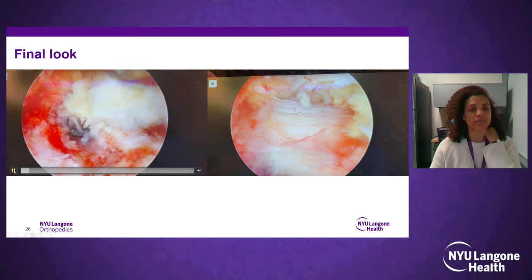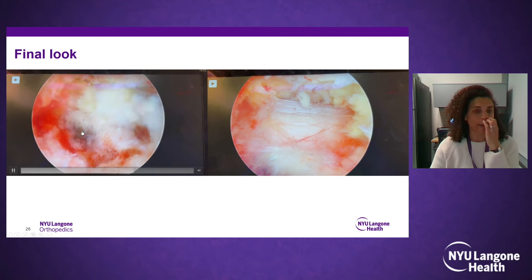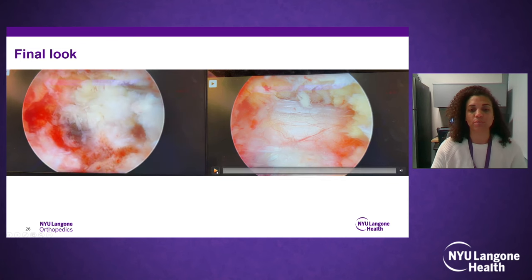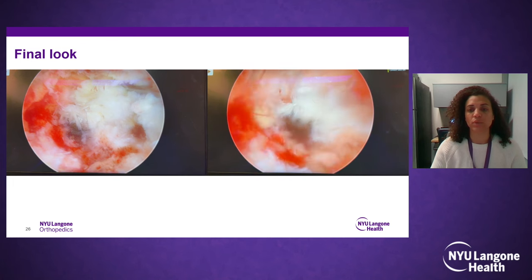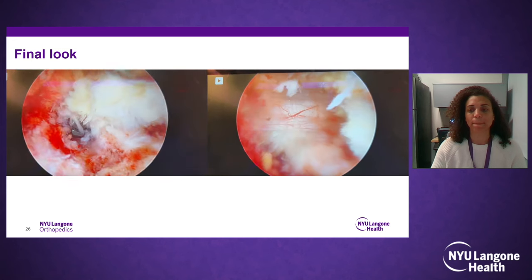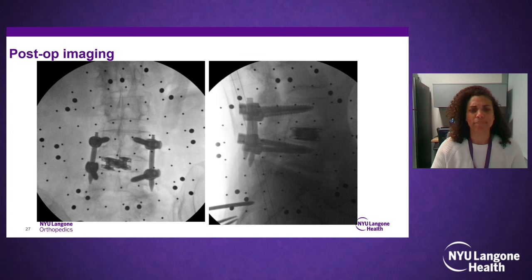These are just some final looks at where my interbody is and then my central decompression, a nice exposed thecal sac, and so no issues with the interbody. And then the final x-rays. Once the decompression is done and the interbody is in, I do robotic-assisted screw placement. I can plan out my screw placement in advance and then make adjustments based off of the portal.